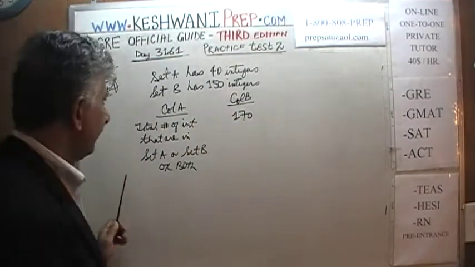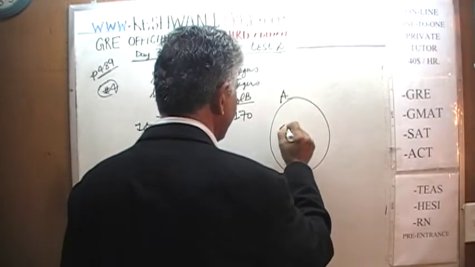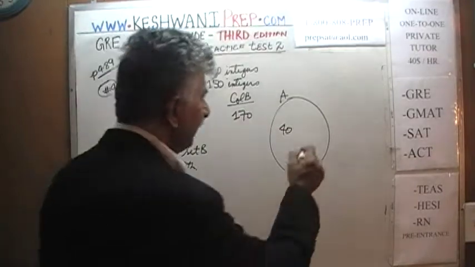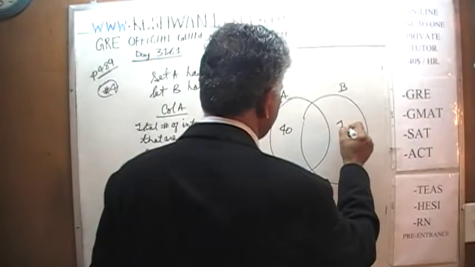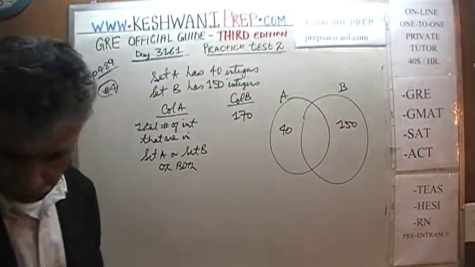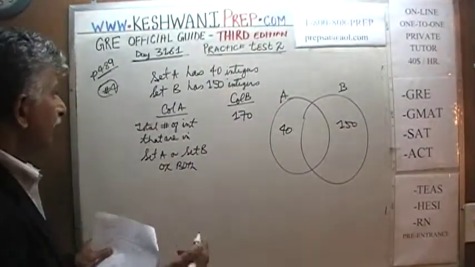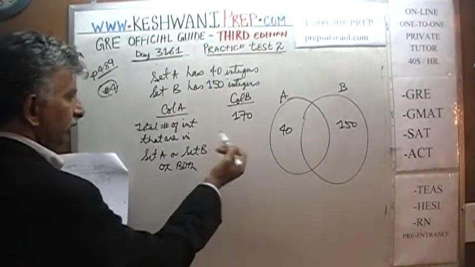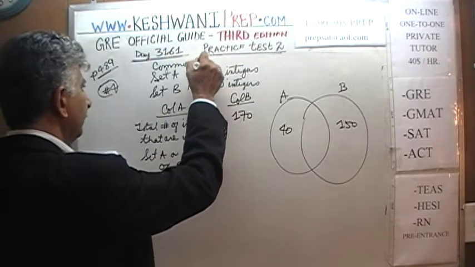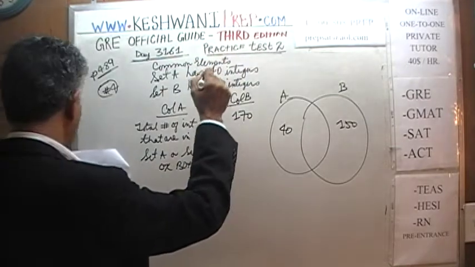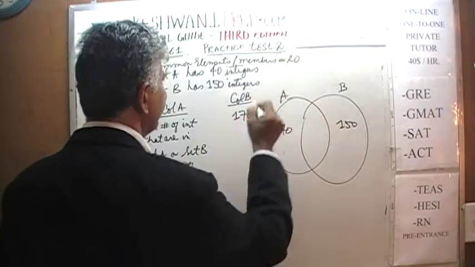But that's what this is. Very simple concept. So we have set A, we are told, has 40 integers. Here's our set A, it has 40 integers. We have set B, we are told, set B has 150 integers. Oh, I left out something very important. I'm going to put it on the top here. Without that, we cannot progress. We are told that the common elements, or if you like, the common members, are 20. What does it mean?